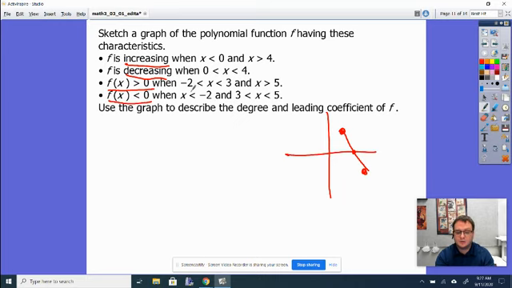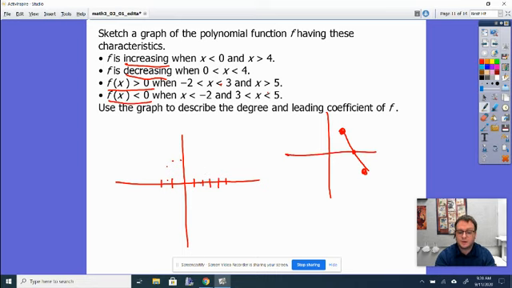So what I want to do is look at that and say, okay, between -2 and 3, I am positive. So my graph is somewhere up here. And then again at greater than 5. Well, between 3 and 5, I'm down here somewhere. At 5, I'm up here. And before 2, between -2 and 3, I'm here somewhere.